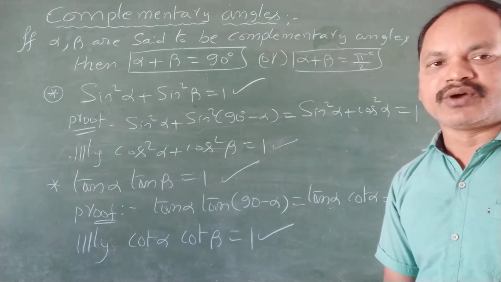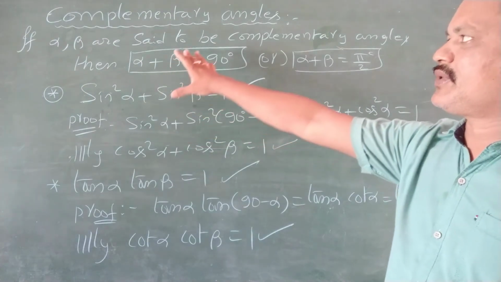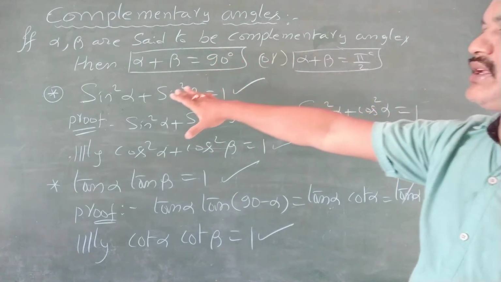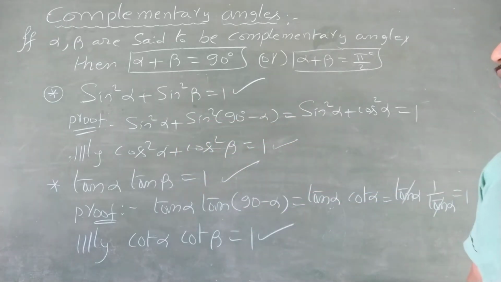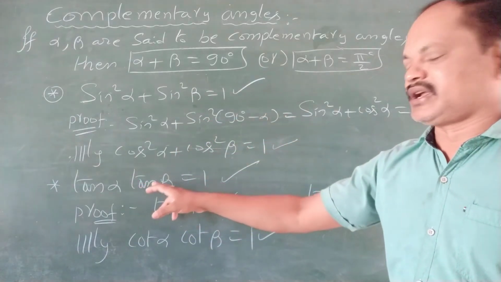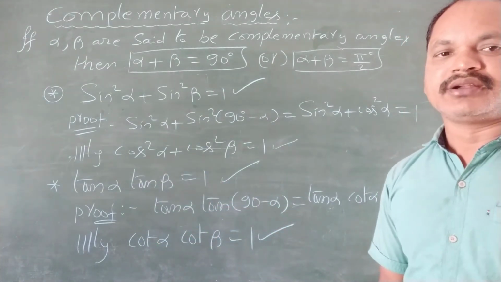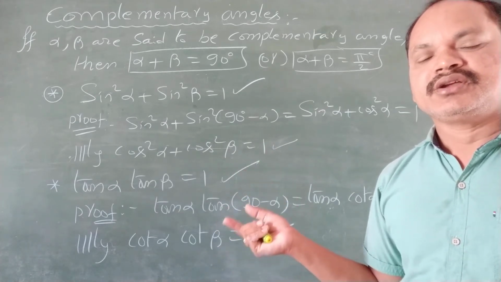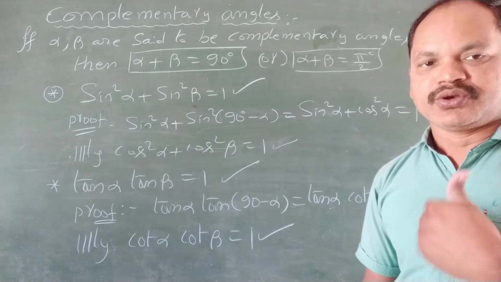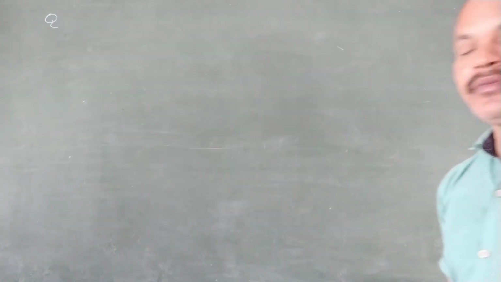Now we are going to the questions on the concept. Especially these conditions: if alpha and beta are complementary angles, then sin square alpha plus sin square beta is 1, cos square alpha plus cos square beta is 1, and the product of tan alpha tan beta is 1, the product of cot alpha into cot beta is 1. These are very, very important and most useful conditions for objective questions. Now the questions on the concept of complementary angles.